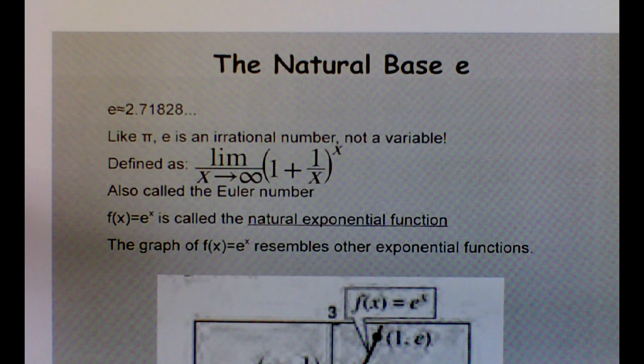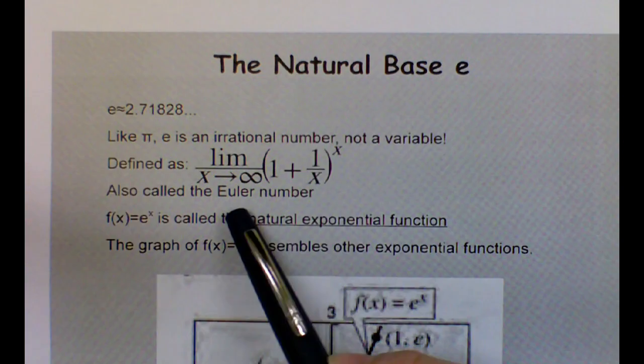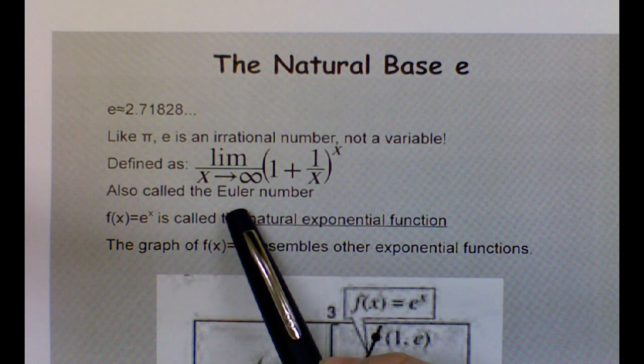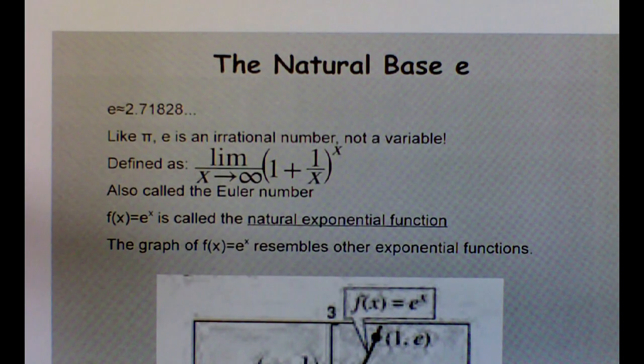The technical definition of e is the limit as x approaches infinity of 1 plus 1 over x to the x power. That's the technical definition. You don't really need to know that, but there it is. It's also called the Euler number. E-U-L-E-R is Euler. So f of x equals e to the x power is called the natural exponential function. E is called the natural base.